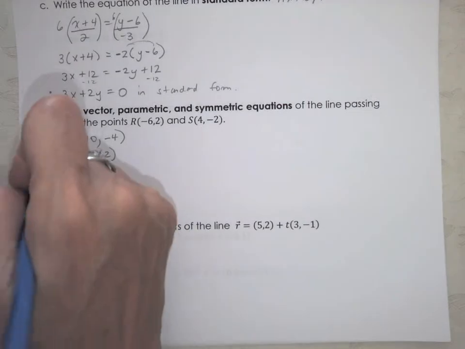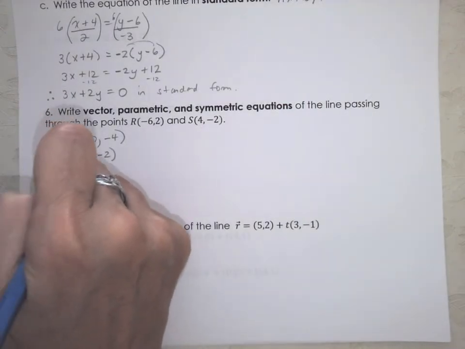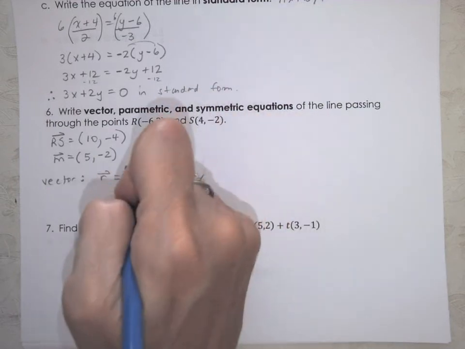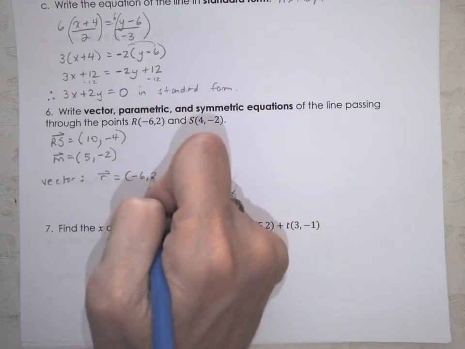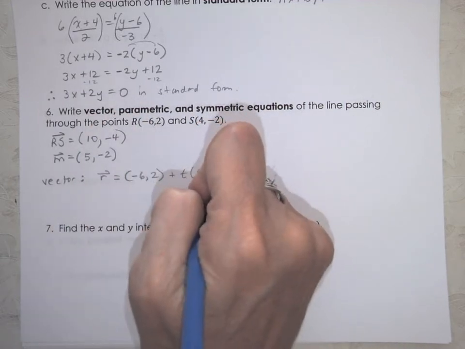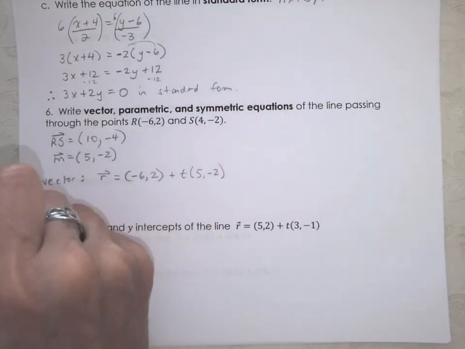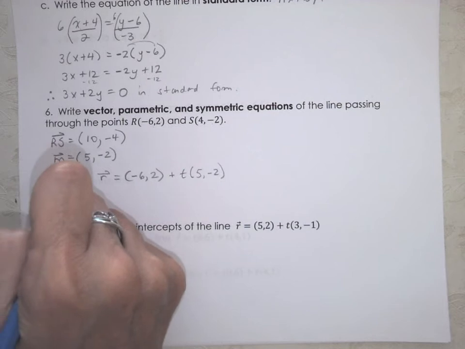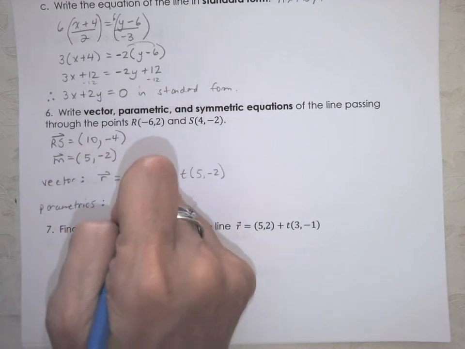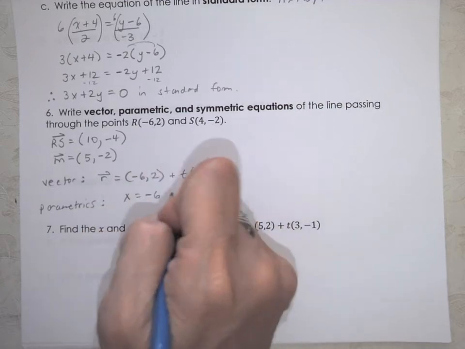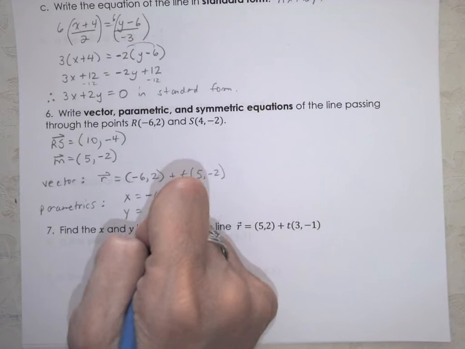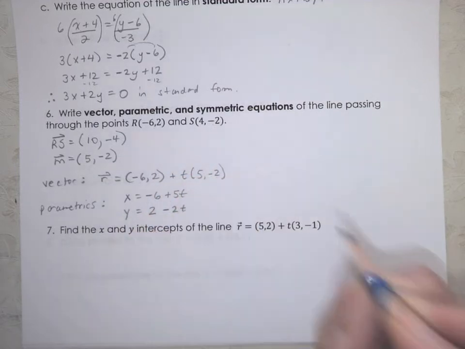All right, then I've got to write my vector equation. The vector equation is going to be r equals a point on the line, so I'll just choose the first one they give me, though either would be right, plus t times the direction vector. The parametric equations are going to be x equals -6 plus 5t and y equals 2 minus 2t.